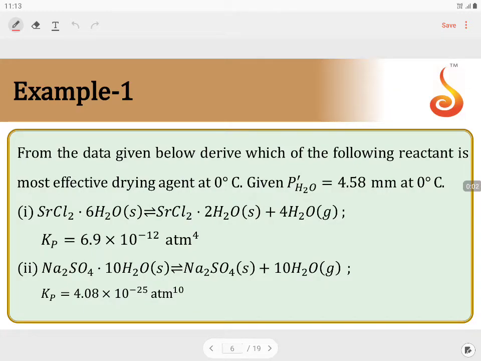From the data given below, derive which of the following reactants is the most effective drying agent at 0 degrees centigrade, given the P dash of water vapor is 4.58 mm at 0 degrees centigrade. So now we have to consider this as the pressure of water vapor in air. So we can say this as the vapor pressure of air at 0 degrees centigrade, 4.58 mm.